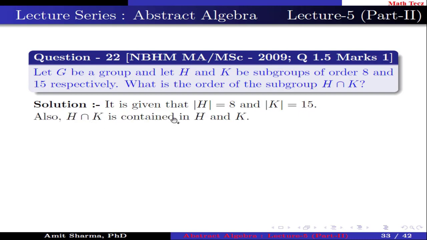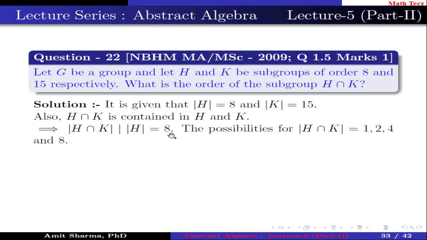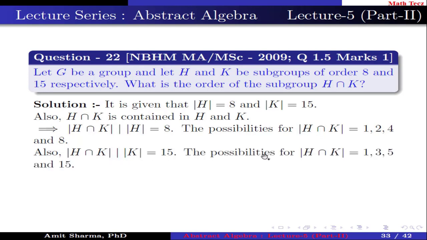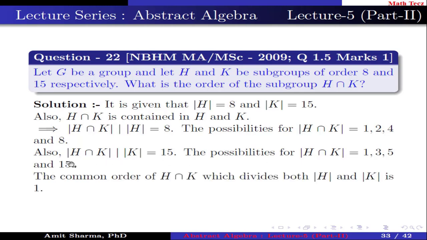Also, H intersection K is contained in H and K, which implies the order of H intersection K divides the order of H, which is equal to 8. The possibilities for the order of H intersection K are 1, 2, 4 and 8. Also, the order of H intersection K divides the order of K, which is equal to 15. The possibilities are 1, 3, 5 and 15. The common order of H intersection K, which divides both the order of H and the order of K, is 1. Hence, the order of H intersection K is 1.